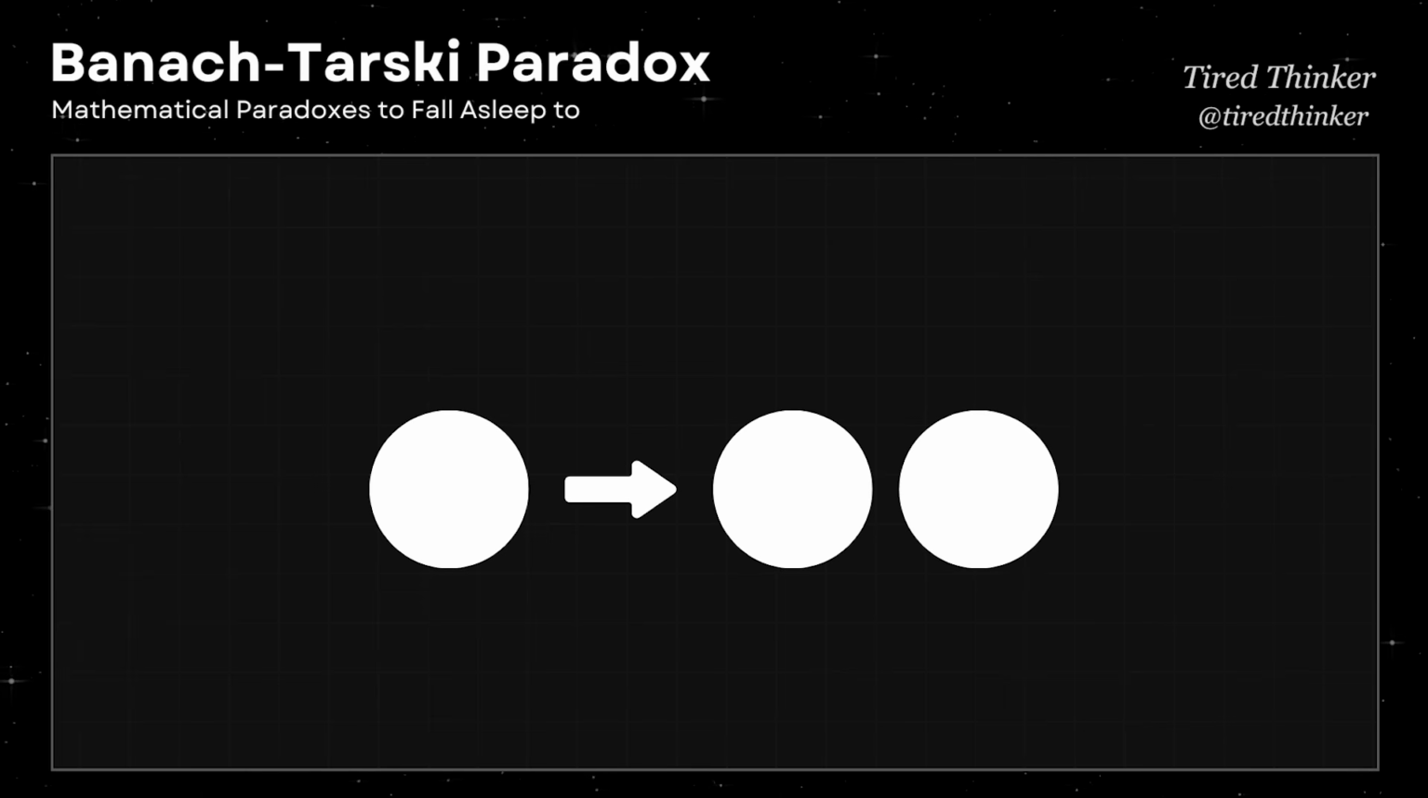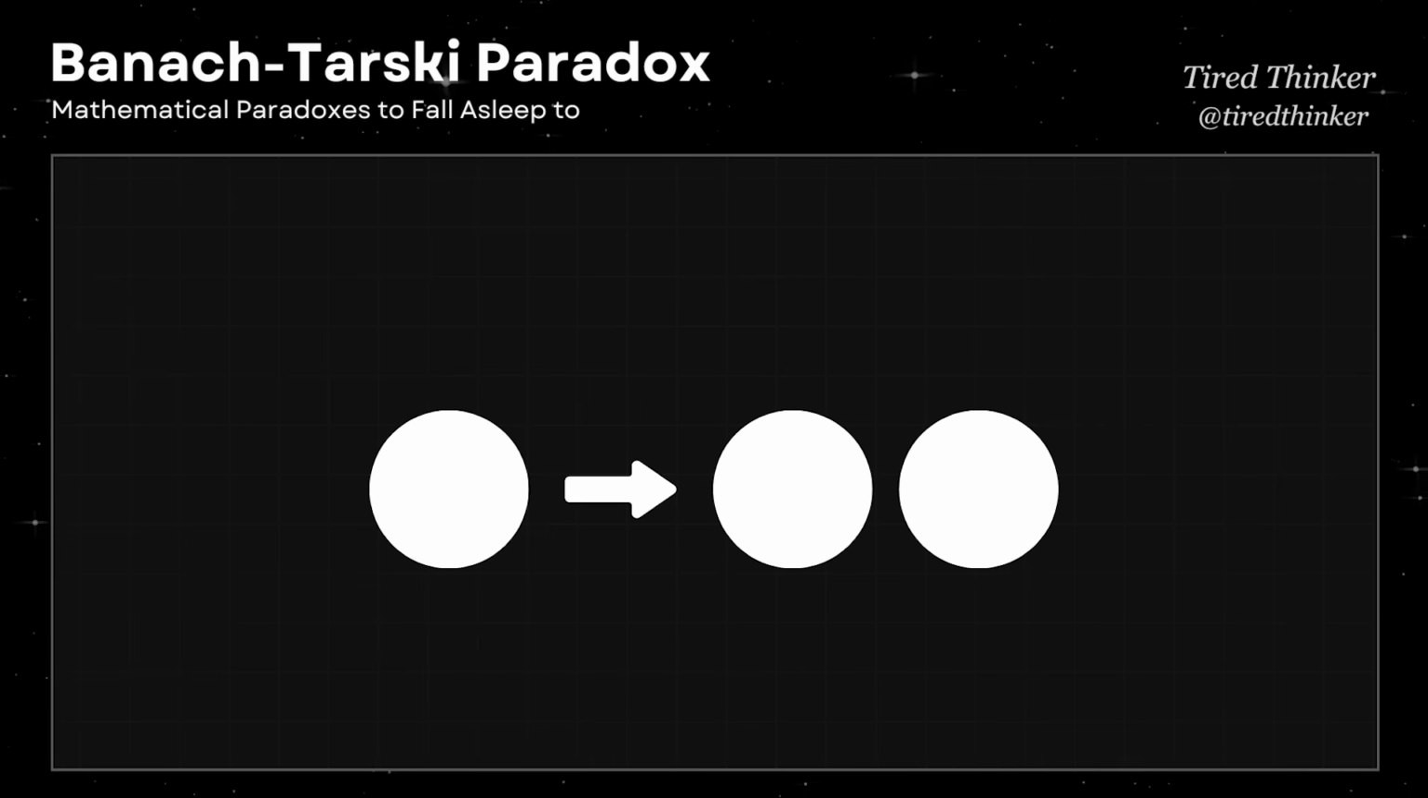The key to the paradox is the nature of the pieces. In ordinary cutting, each piece has a clear boundary and a definite size. But in this process, the pieces are made up of infinitely scattered points, arranged in a highly complex pattern. Because of this, they do not behave like normal solid objects. They can be moved in ways that seem to defy logic, allowing for the creation of two full-size spheres from just one. The paradox depends on a mathematical concept called the axiom of choice.